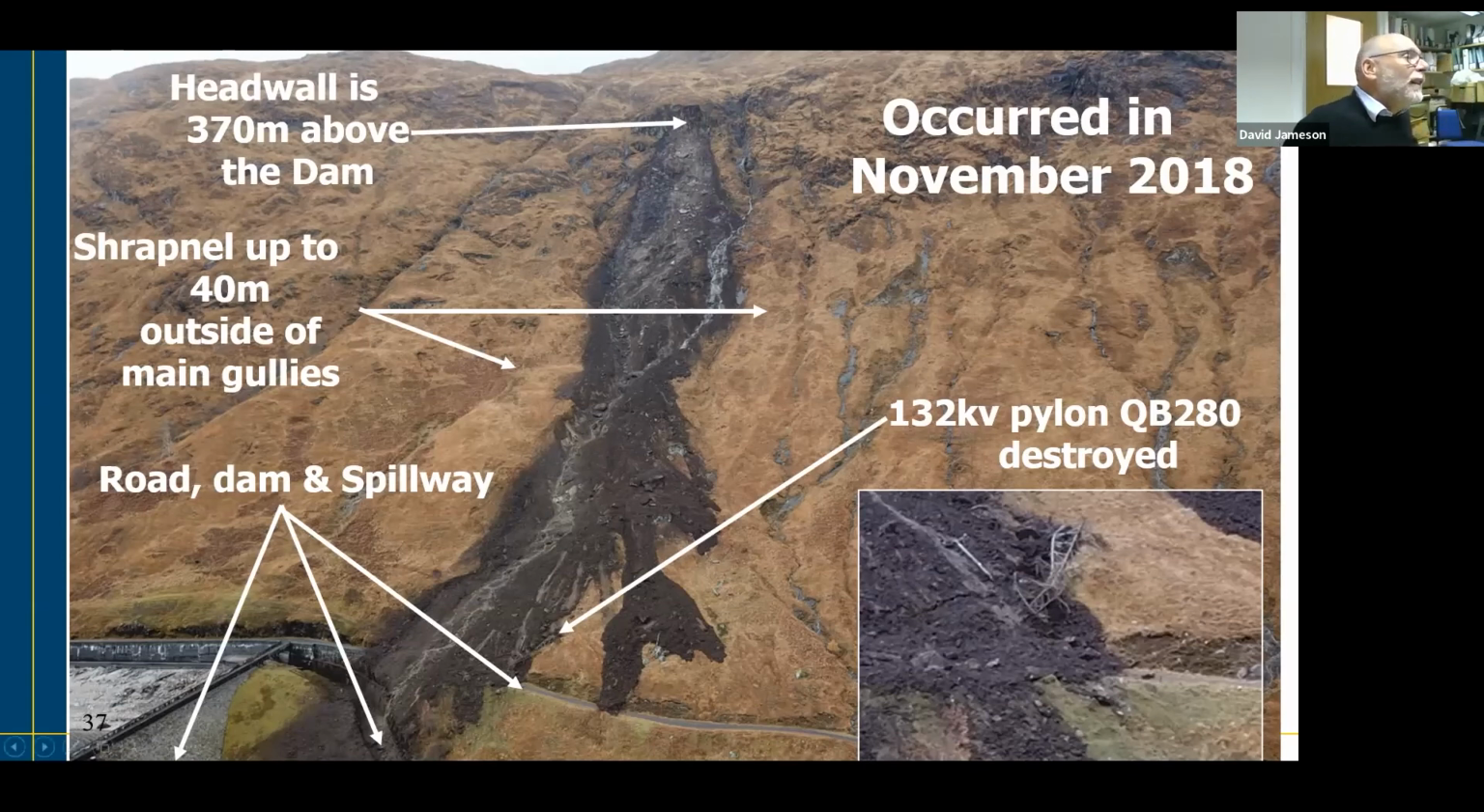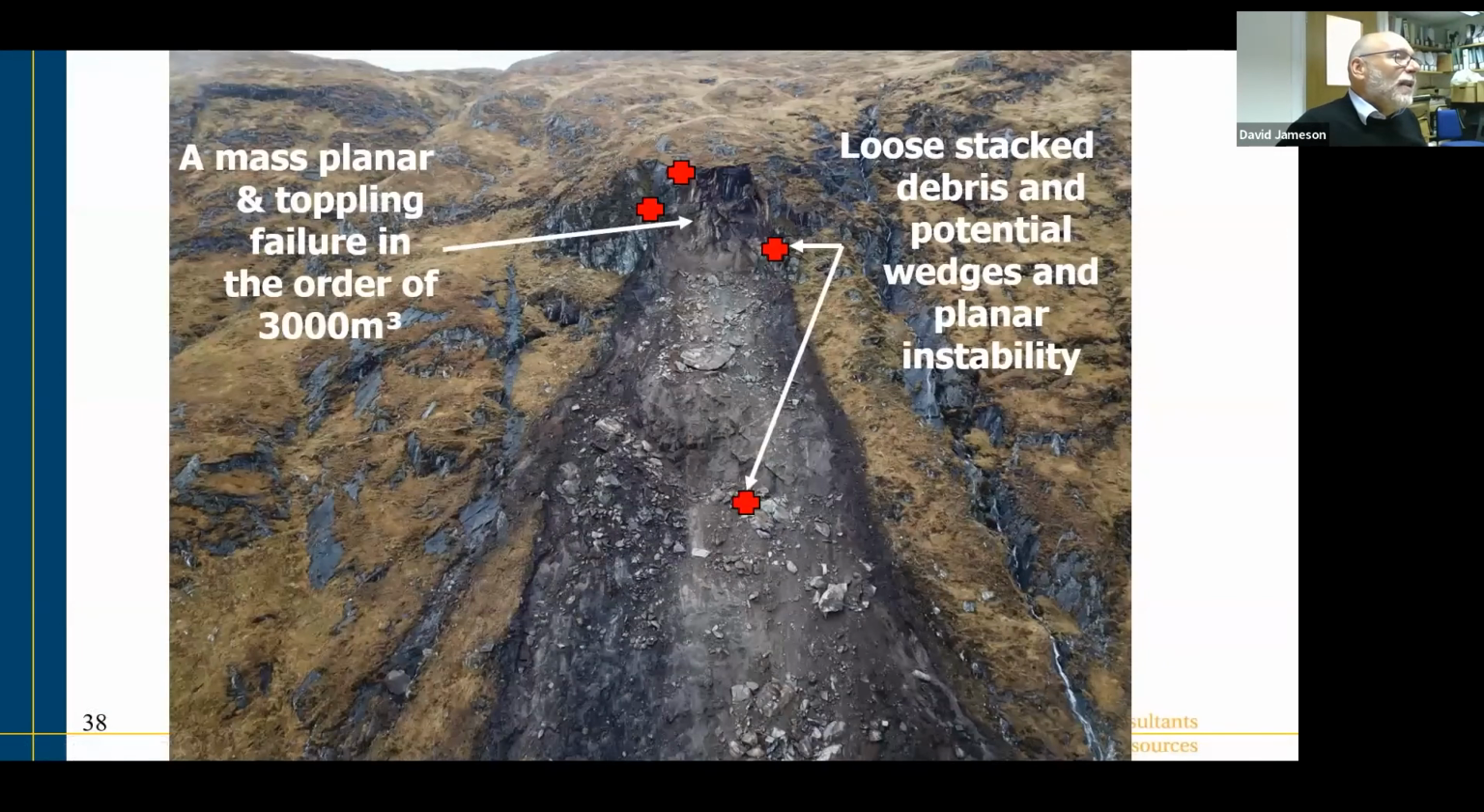Yes, the original failure, this is a shot right at the top, showed a section of about 50 meters length and the order of 3,000 cubic meters of material having fallen from the slope, a mass toppling and planar failure, which acted more as a debris slide than it was individual rockfall.